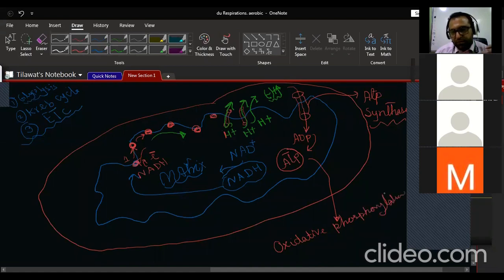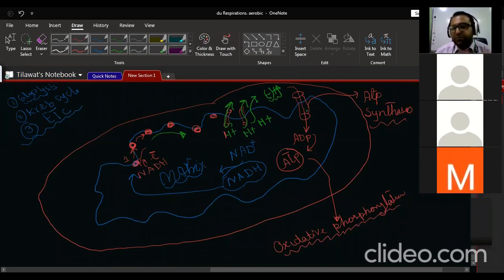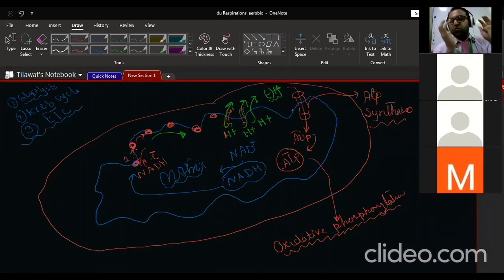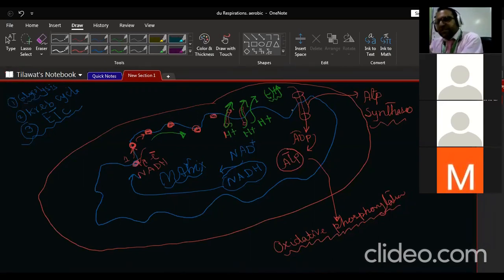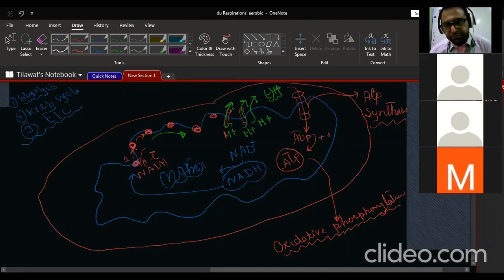So, sir, when the hydrogen ion comes back into the matrix, what happens then? That hydrogen ion will come back to the matrix through the ATP synthase enzyme. When the hydrogen ion is coming in, it is just like water going through a pipe, which creates some energetic effect. By that effect, this enzyme rotates a little bit, and that rotation helps to bind the ADP with phosphate to make ATP. Okay. You got it? I hope this is clear.